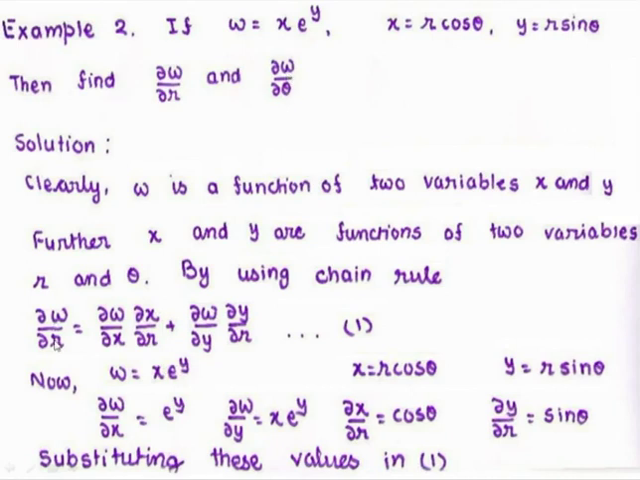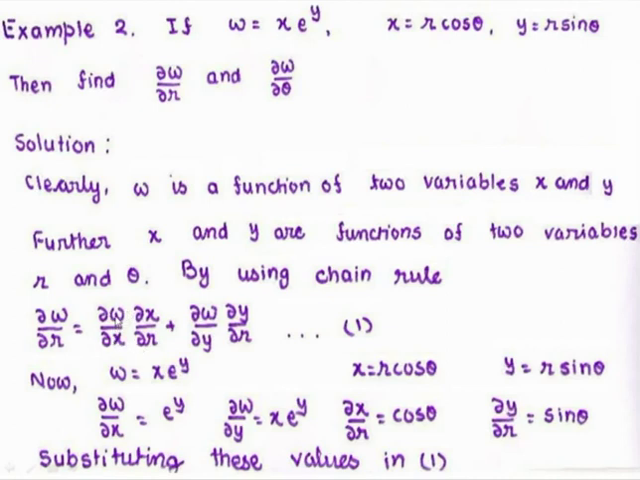So for del w by del r, we need to find r from w wherever it is. So first we collect all the variables from w. So w has two variables x and y, so we collect x from w and y from w. After getting x and y from w, we want to collect r from the variable x. So we are multiplying del w by del x times del x by del r, plus del w by del y times del y by del r. This is the formula.